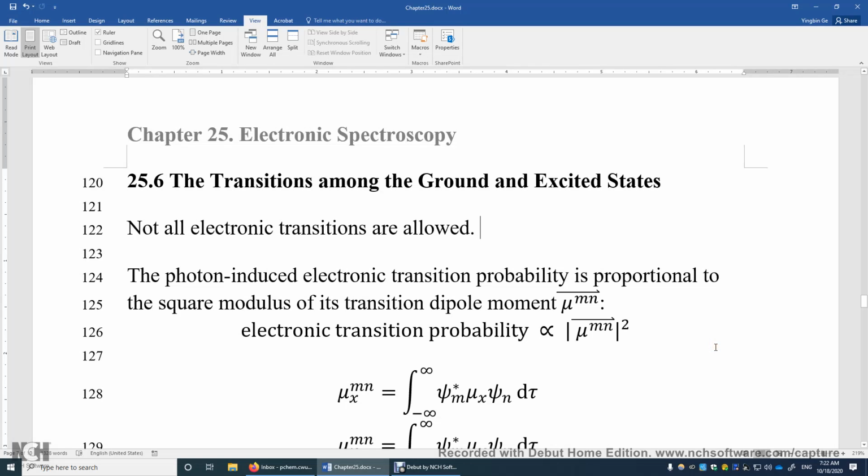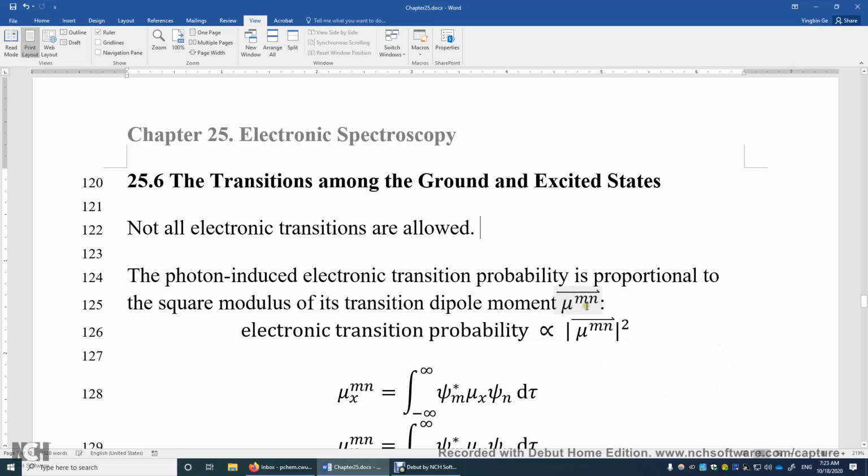Section 25.6. The transitions among the ground and excited states. Not all electronic transitions are allowed. Selection rules dictate what electronic transitions are allowed and what electronic transitions are forbidden. The photon-induced electronic transition probability is proportional to the squared modulus of its transition dipole moment, mu mn vector.